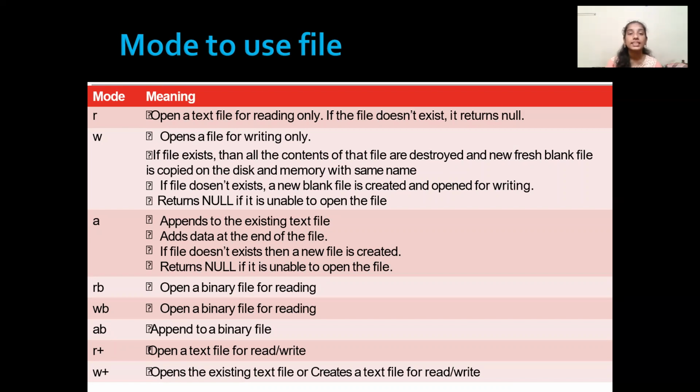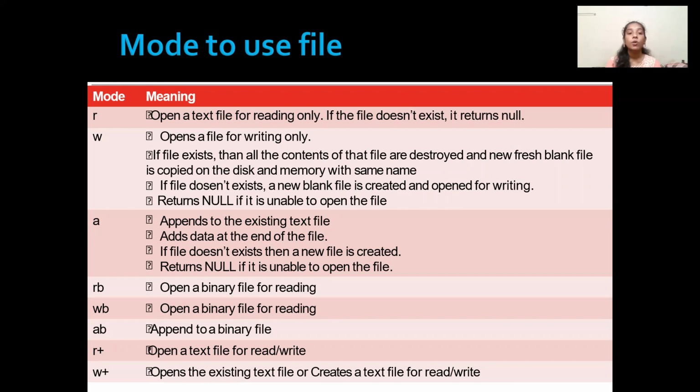Next, a mode, that is, append mode. It appends to the existing text file, adding data to the end of the file. If the file doesn't exist, then a new file is created. It returns NULL if it is unable to open the file. Next, rb: open a binary file for reading. wb: open a binary file for writing. ab: append to a binary file.